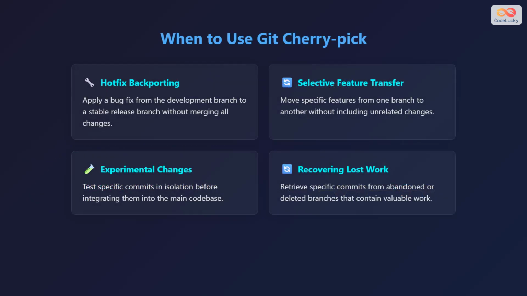Now let's explore some common scenarios where Git Cherry-pick comes in handy. First, hotfix backporting. You can apply a bug fix from the development branch to a stable release branch without merging all the changes. Second, selective feature transfer. Move specific features from one branch to another without including unrelated changes. Third, experimental changes. Test specific commits in isolation before integrating them into the main codebase. Finally, recovering lost work. Retrieve specific commits from abandoned or deleted branches that contain valuable work.